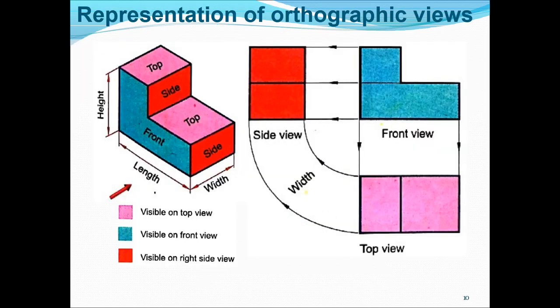Now if you see this problem, the answers are given here. So the blue color which is visible on the front view, I have marked the front view here, which is nothing but the L shape. By projecting the front view, I will be having the top view. Now see here, by projecting the front view without changing the dimension, I will be marking the top view which is visible on the top of this 3D component.